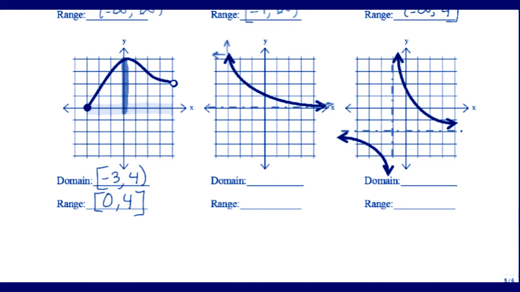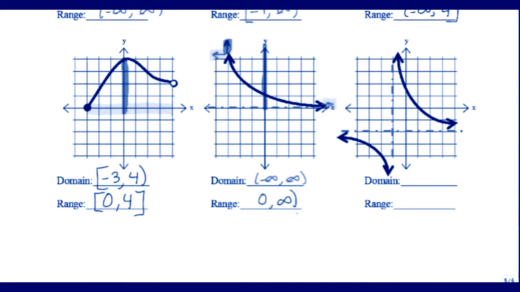When I am looking for the domain, how far left can I go? How far right can I go? This arrow tells me that I am going left forever, and this arrow tells me that I am going right forever. So my domain is negative infinity, comma, positive infinity. When I am looking for the range, I am looking at the y-axis. How low can my values go on the y-axis? How high can my values go on the y-axis? My values start at 0 and they continue all the way up forever, because that is what that arrow tells me. So my range is 0, infinity.